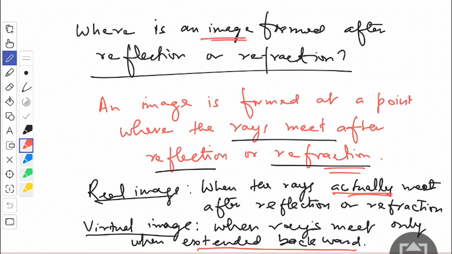One question Gauri has asked is, will you give the correct definition of image? So Gauri, image is the point where, like I said here, the rays meet after reflection or refraction. That is the point where they meet. That is what we call the image.